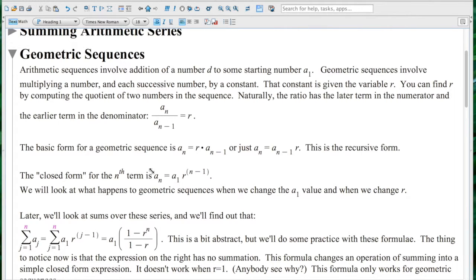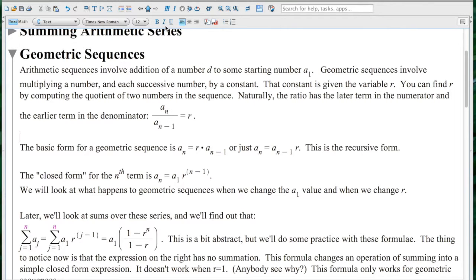So that's your introduction to geometric sequences. Remember that it all depends on what the R value is. If the R value is greater than 1, then the sequence is going upwards. If it's between 0 and 1, it's going towards 0, and it has more complicated behavior if it's negative.